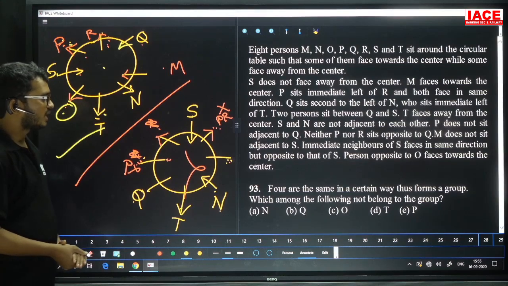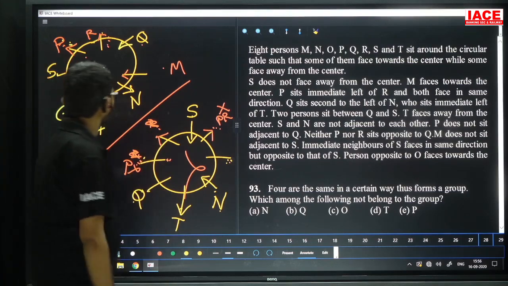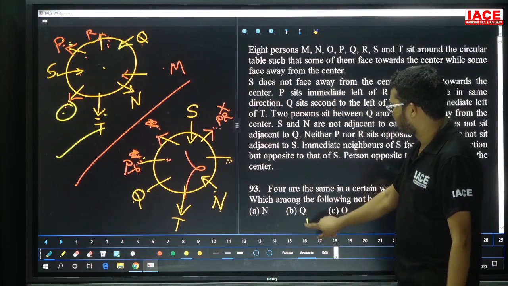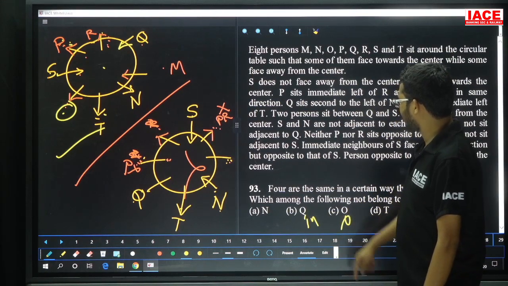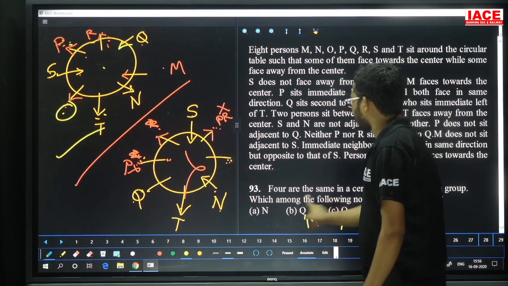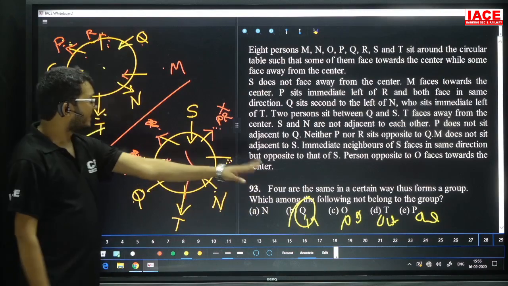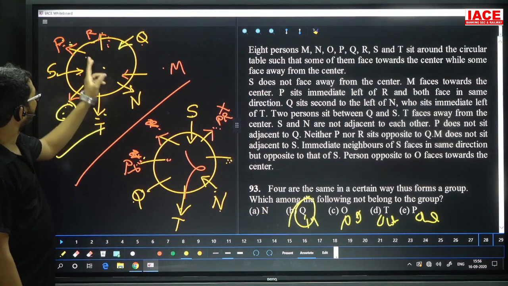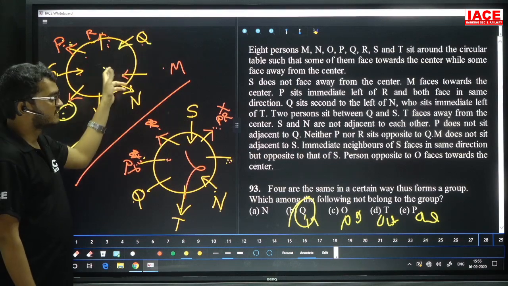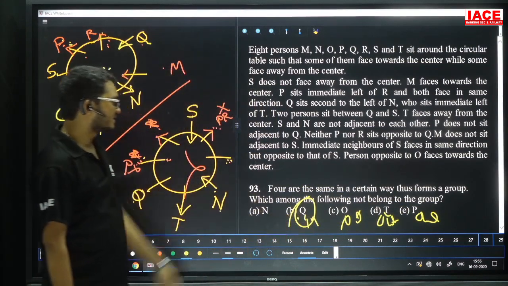Question number 93. Four of the following five are alike. That means out of the given five, four are the same, one is different. Which one is different? N facing outside. Next one Q, Q facing inside. O outside. T outside. P outside. So the answer is Q. Why? Here N facing outside, O facing outside, T also outside, P also outside, but Q is facing inside. So these are all facing outside, but Q is inside, so this is the different one. So the answer is option B.